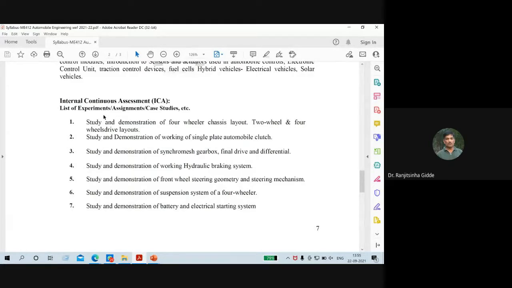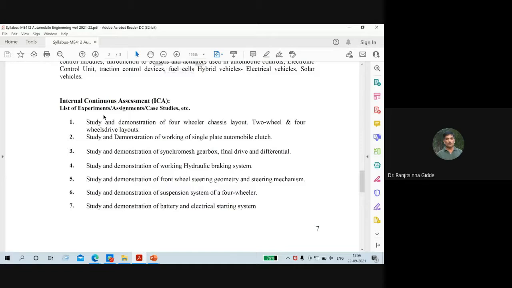Then the second one is study and demonstration of the working of a single plate automobile clutch. What is a single plate automobile clutch? We are going to see its construction, and the operation or principle of working of the clutch. Then study and demonstration of the synchromesh gearbox, final drive, and differential.